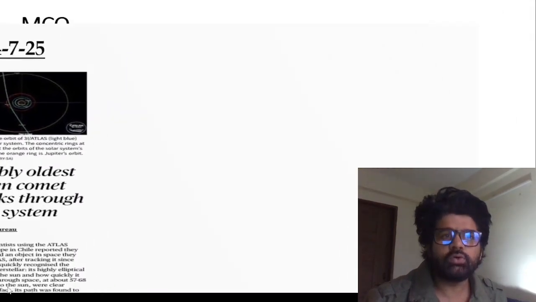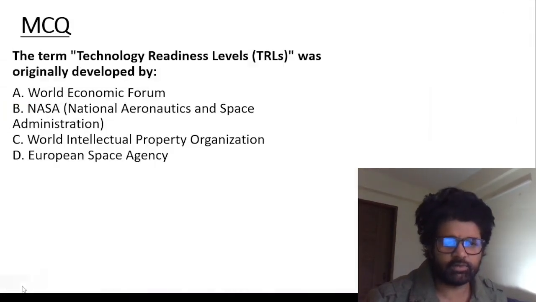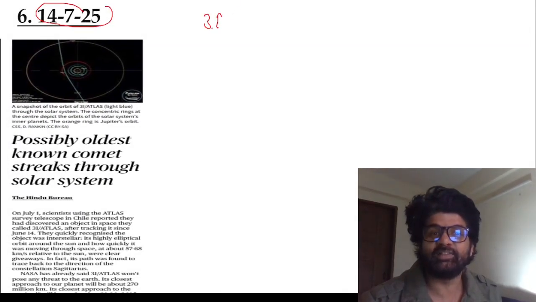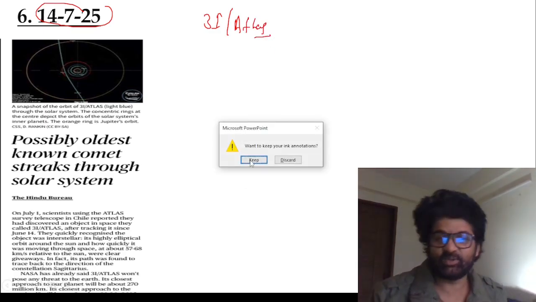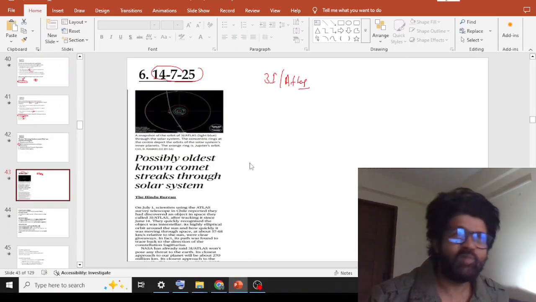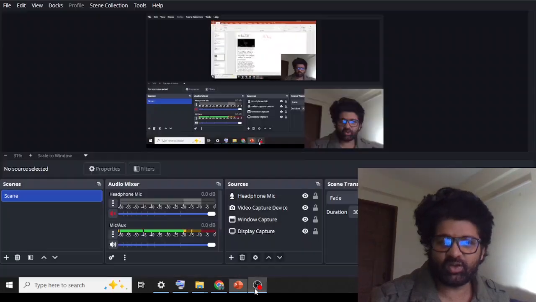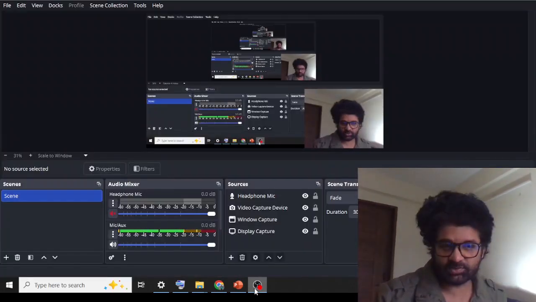Guys, now the sixth article of the day, published in The Hindu on 14th July 2025: 3I Atlas. Oh my god, there is so much talk related to this 3I Atlas. Some people say that these are people from another star system who are trying to contact us, and that this is not from our solar system. We'll talk about this 3I Atlas.